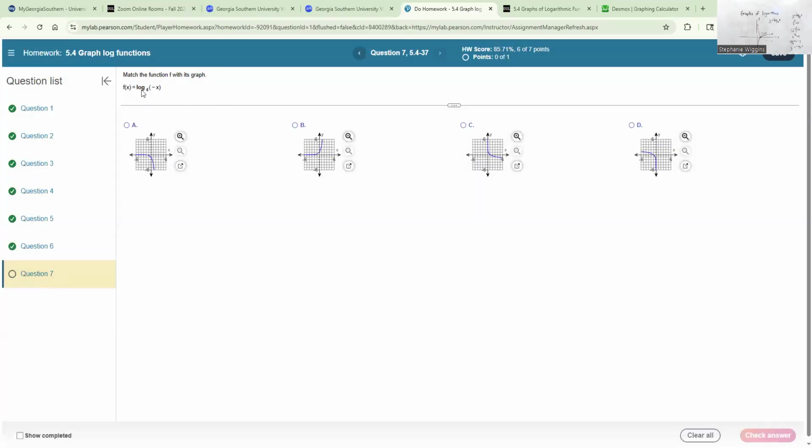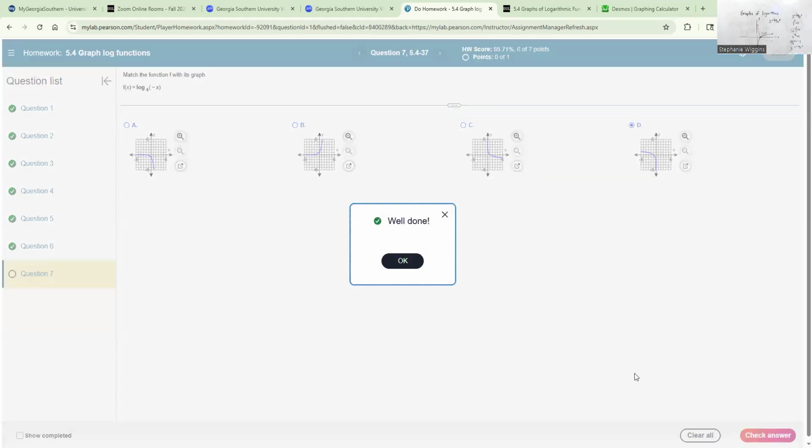Finally, we have a reflection across the y-axis because the negative is inside. Now, if this 4 had been 1/4, let's say, then we would have had 2 reflections, one across the x and one across the y. But because that's greater than 1, we only have the reflection that's horizontal because it's inside the log function. And so it's going to be across the y-axis. And we can see this basic shape here that I've drawn in black reflected across the y-axis is going to go on the left-hand side as D is showing right here.